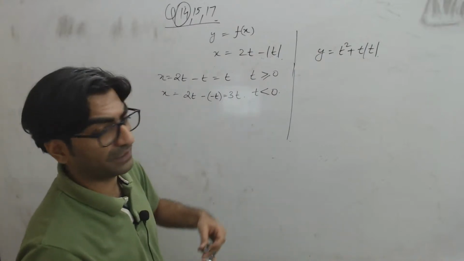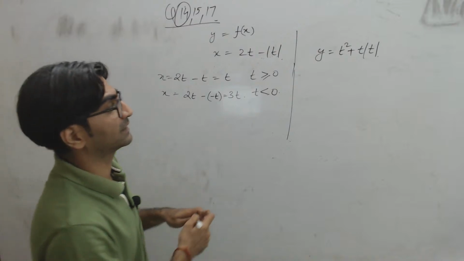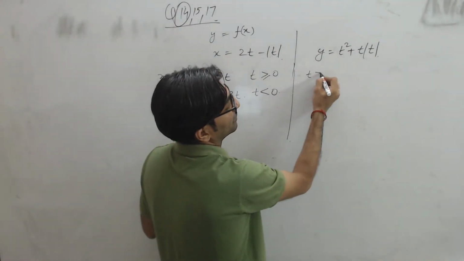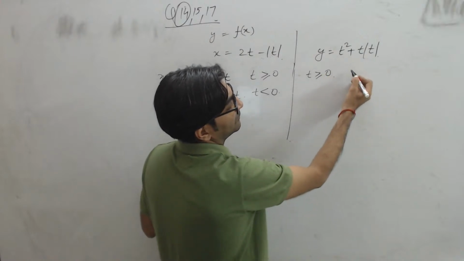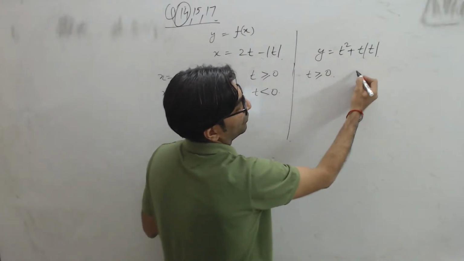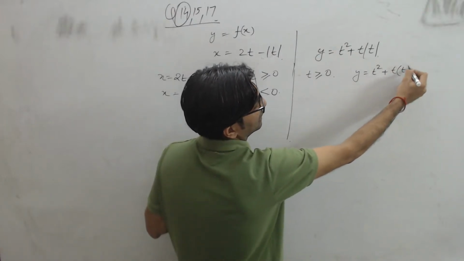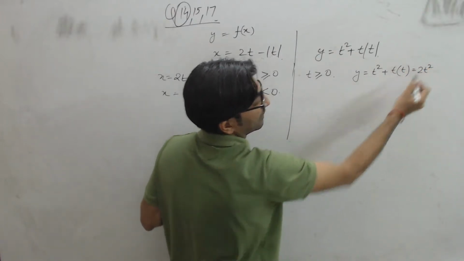Right? So I can calculate the value of t in terms of x. Let's move over to the other side. Right? What happens when t is positive? So when t is positive, mod of t is equal to plus t. So y becomes t square plus t into t, which is 2t square.